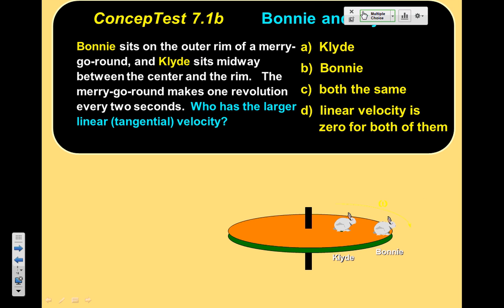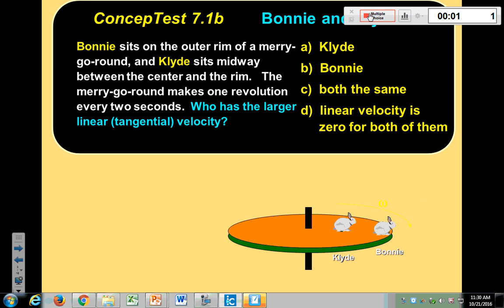Okay, Bonnie sits on the outer rim. Clyde sits midway. Again, same thing. It makes one revolution every 2 seconds. Who has the larger linear, or sometimes we'll call that tangential velocity? Who has the larger velocity as we would measure it in, say, meters per second?